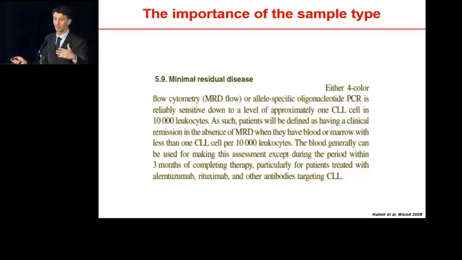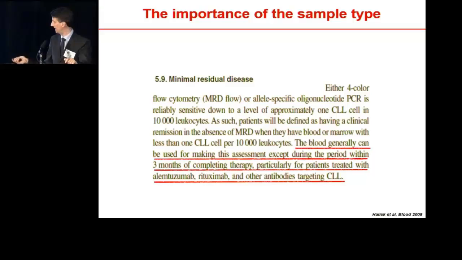The second thing that I want to share with you is where we have to analyze the presence of minimal residual disease. Again, in the guidelines, it has been reported that detection of MRD in the peripheral blood is predictive of survival, and is as good as bone marrow, except in cases where one uses antibodies like alemtuzumab and rituximab, because they, of course, clear lymphocytes much more easily in the peripheral blood as compared to the bone marrow.